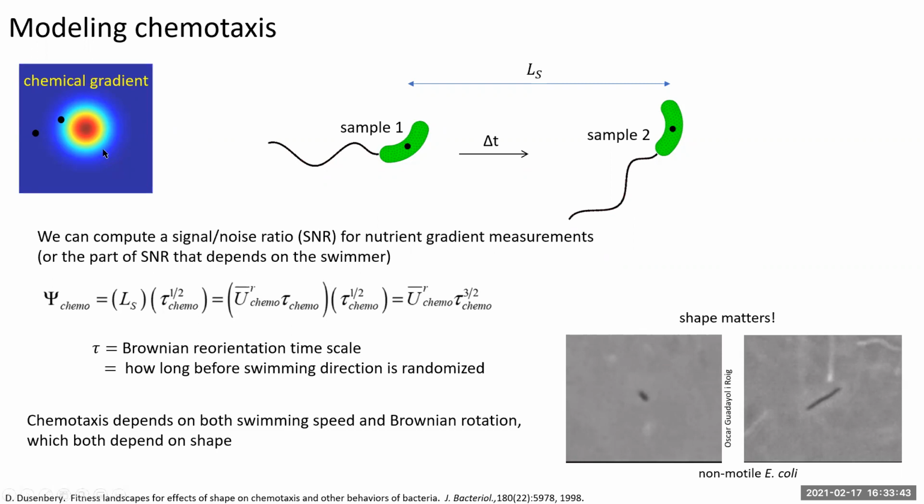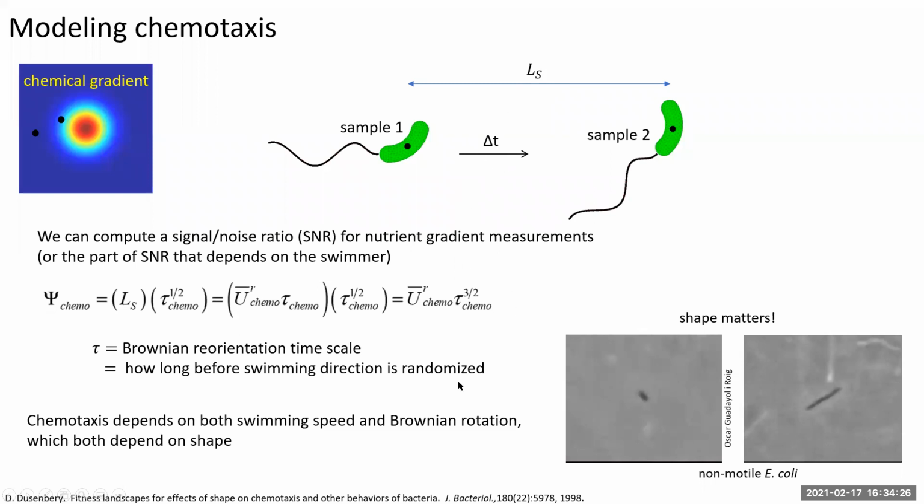Or at least we can talk about the signal-to-noise ratio that depends on the things that the swimmer can control. Of course, it's going to depend on environmental parameters like the steepness of the gradient, but we're just going to look at what the swimmer has control over, what shape might affect. So we know that the signal-to-noise ratio for chemotaxis is going to depend on the distance, LS, between the two samples, and it's going to depend on this tau. Tau is how long it takes before the swimming direction of a bug is just randomized due to Brownian motion. So this LS is easy. That's just going to depend on how fast the bug is swimming. So the faster you swim, the more distance you're going to have between your samples in a given delta t.